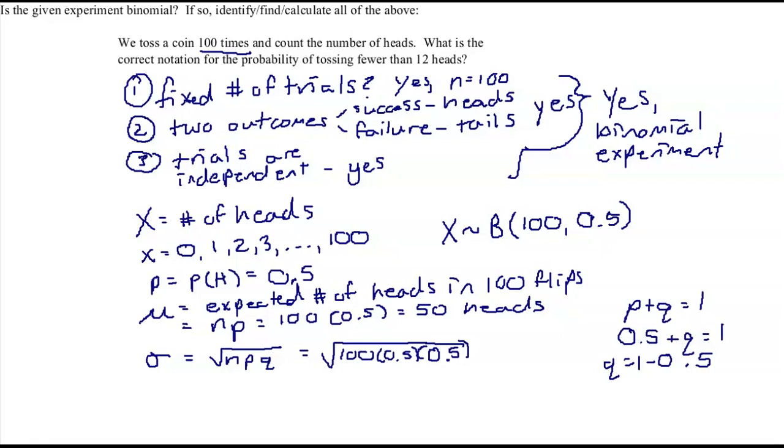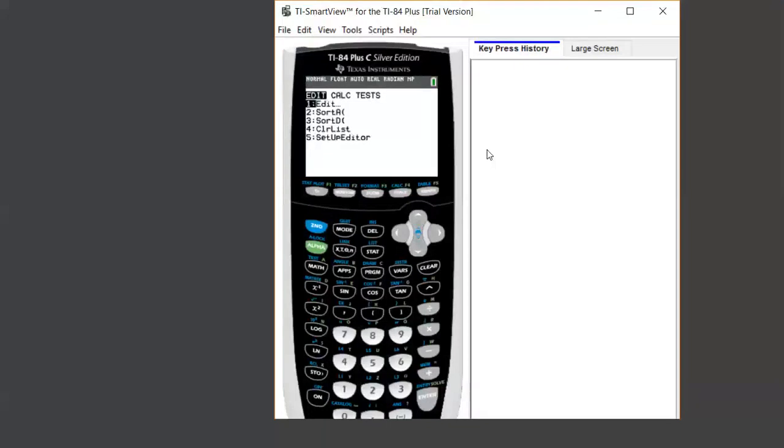Now, in my face-to-face class, I seem to have a little bit of trouble with doing this in the calculator. So let me see if I can pull up my calculator real quick. I'm going to share my application. There it is. Okay, so here's my calculator. And I want to go to the main screen. So second mode quits me out to the main screen. Clear all that mess I have there. I want to find the square root of 100 times 0.5 times 0.5.